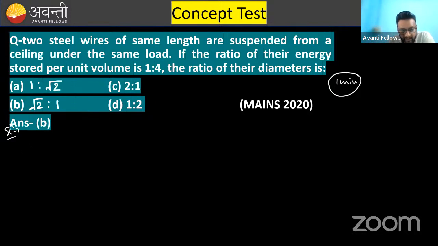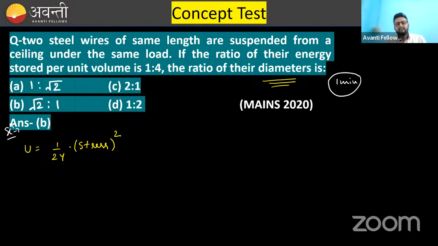So if I say energy stored in the wire is 1 upon 2Y into stress square. If you don't remember the relations, it will be difficult for you. Why am I using this? Because they are asking the relation in terms of diameter, so I need to bring that term. And length, original and change in length is not mentioned. Are you getting my point?